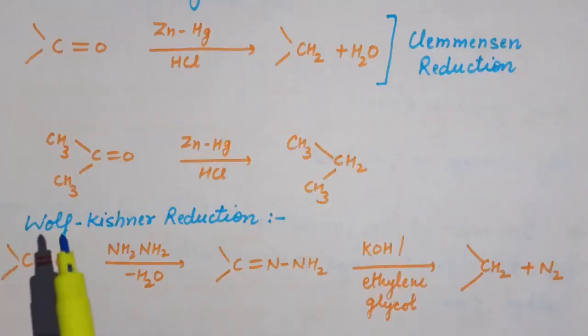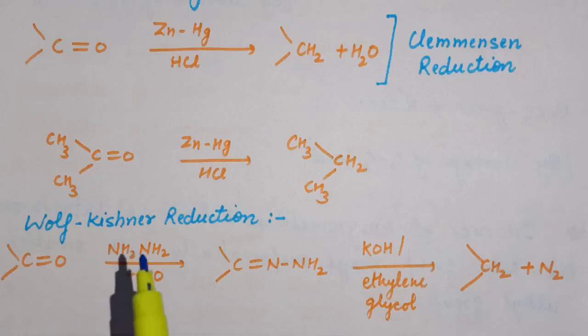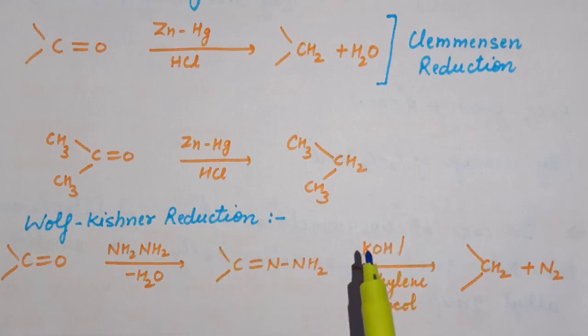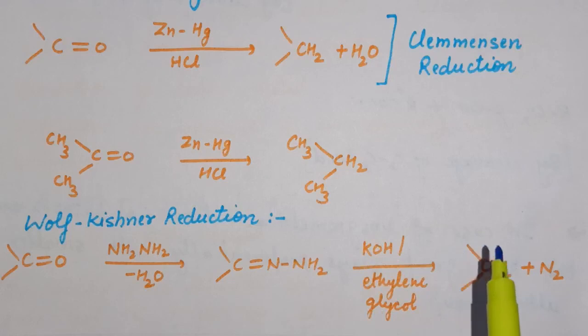Next is one more reaction, Wolff-Kishner reduction reaction. Now in this reaction, carbonyl compound is treated with hydrazine. So here nucleophilic addition reaction takes place. This is a derivative of ammonia. So reaction of hydrazine with carbonyl compound results in the formation of hydrazone. Here water molecule will be lost and this compound is formed. Treatment of this hydrazone with potassium hydroxide in ethylene glycol results in the formation of this hydrocarbon, and this reaction is known as Wolff-Kishner reduction reaction.